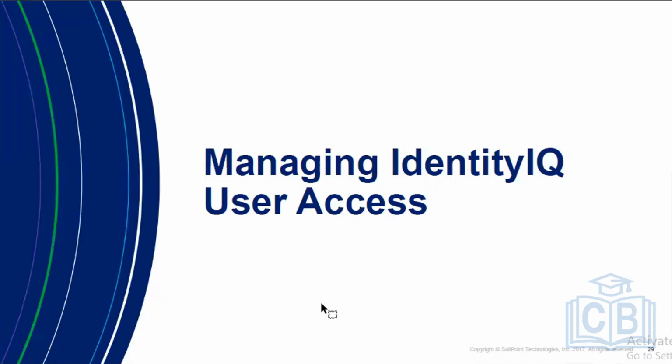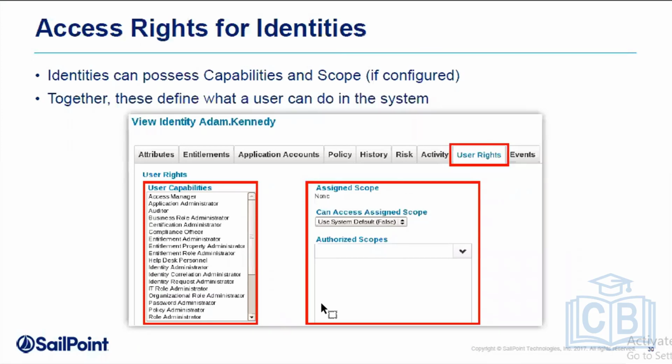Managing identity user access. So this includes the capabilities. When you click on this user rights, you will see a number of capabilities over here. Whatever capability you want to assign, you can just assign it. Based upon the capability, the users will see certain tabs. As a system administrator, you will be able to see all the options.